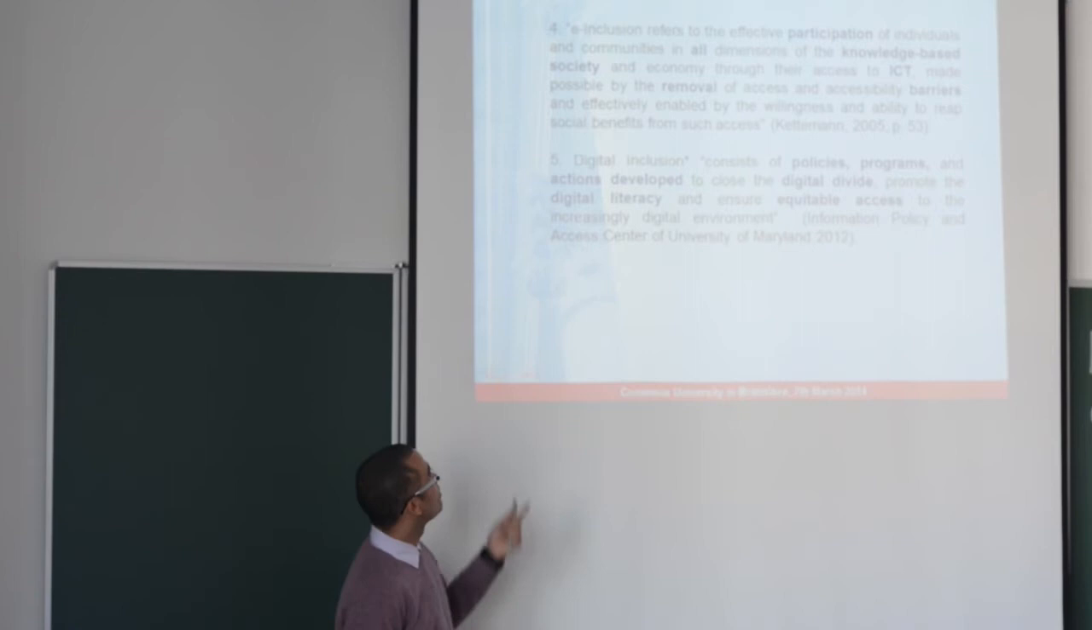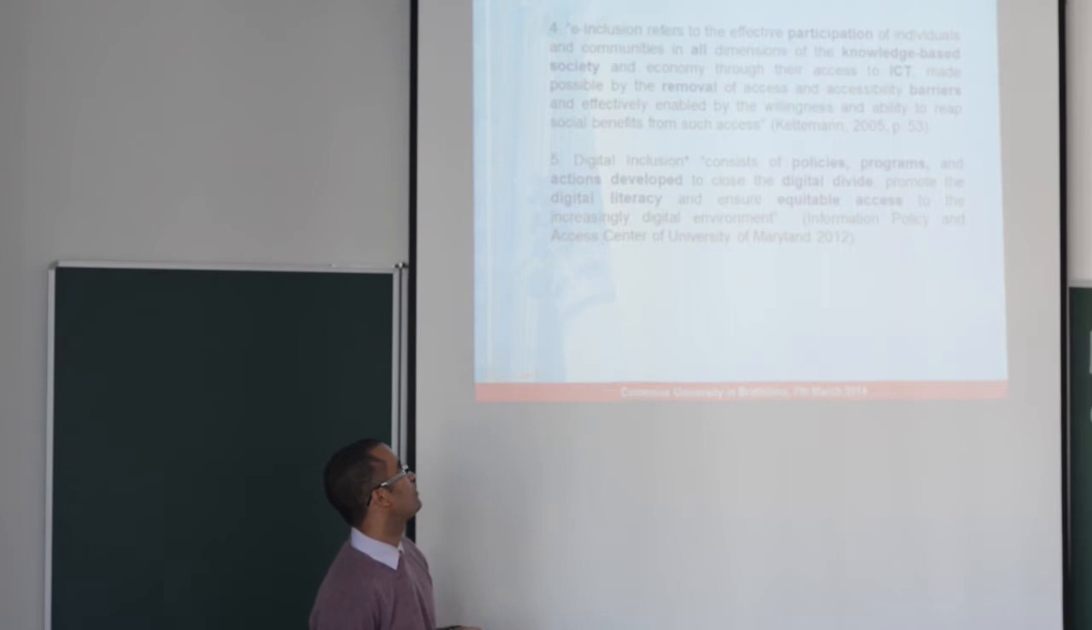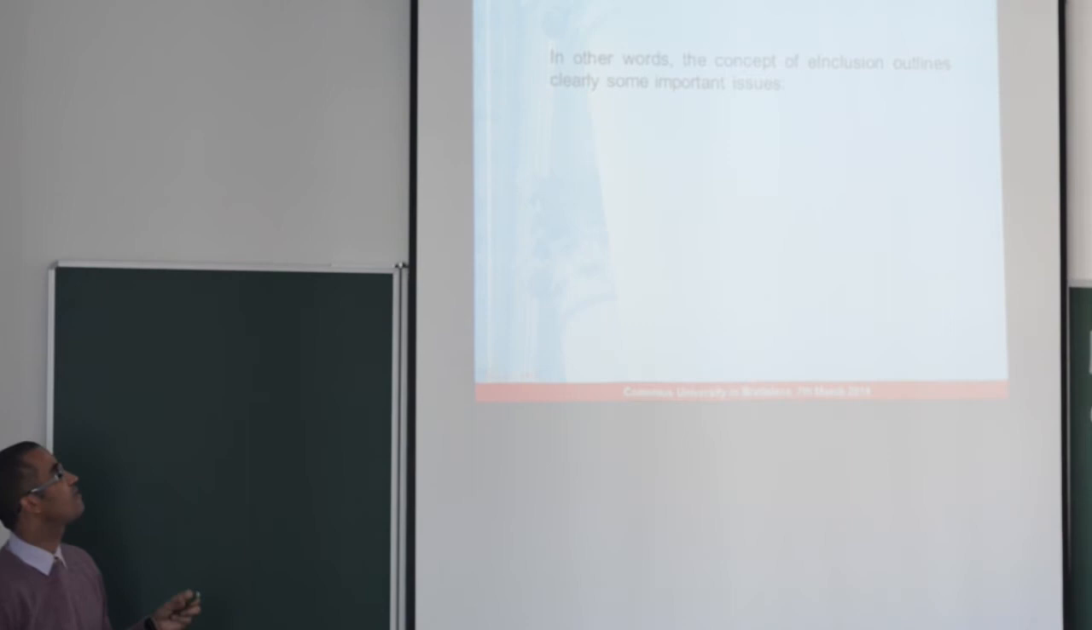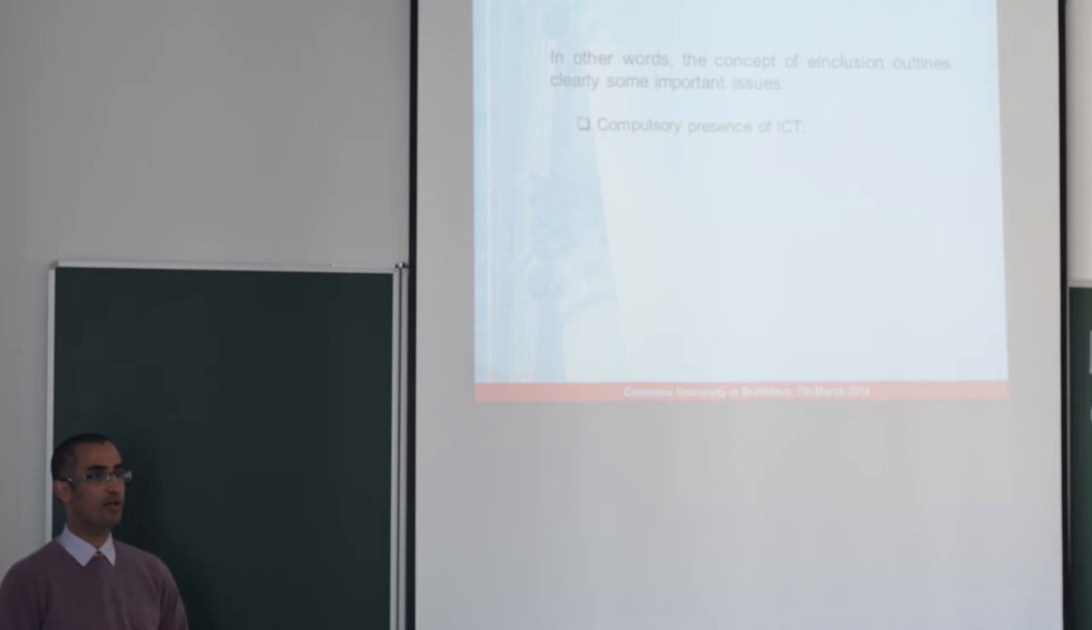But according to the Information Policy and Access Center of the University of Maryland in the US, they define digital inclusion or e-inclusion as policies, programs, and actions developed to close the digital divide, promote digital literacy, and ensure equitable access to increasingly digital environments. Well, more or less, it's the same. So we can conclude about this concept. In other words, the concept of inclusion outlines some important issues. First one, compulsory presence of ICT. Without ICT, we can't include anybody because it's e-inclusion, electronic inclusion. So we need compulsory ICT.